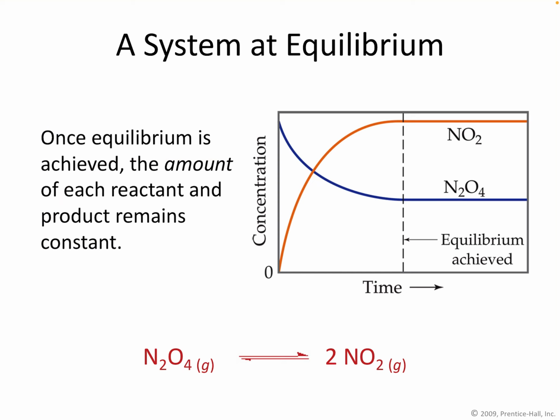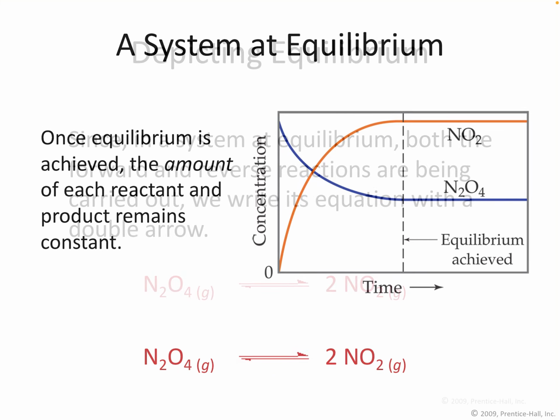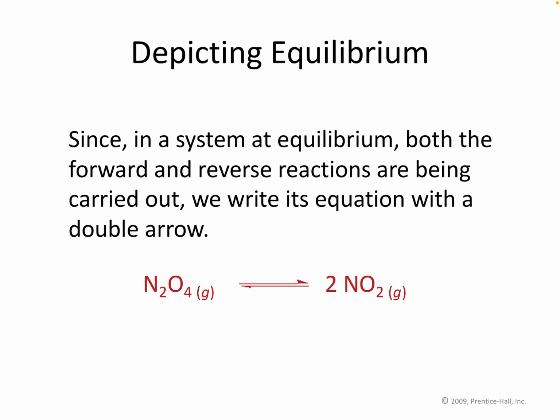So that's kind of being reinforced here. It says once equilibrium is achieved, the amount of each reactant and product remains constant, because even though the reactions are happening both forward and reverse, the net result is the composition of the reaction mixture doesn't change once we achieve equilibrium. And again, I think this is going to come up later as well, but see, this arrow is going forward and back to say both reactions are possible.